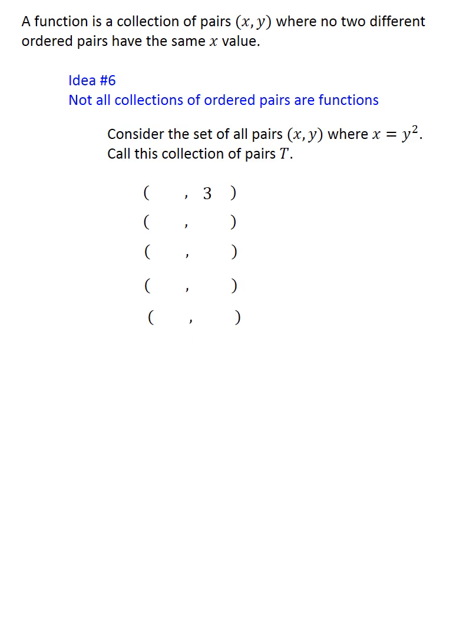If my y-coordinate were 3, looking at the equation near the top right of your screen, if y were 3, x would have to be 3 squared, or 9. Convince yourself that this ordered pair is a member of the collection T.